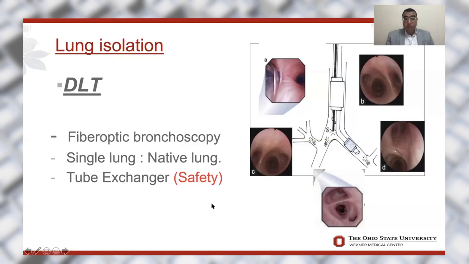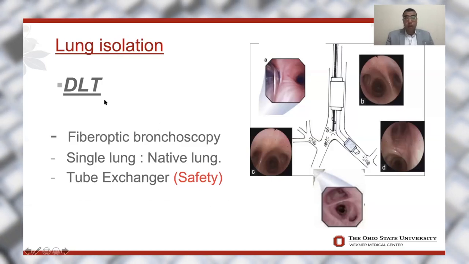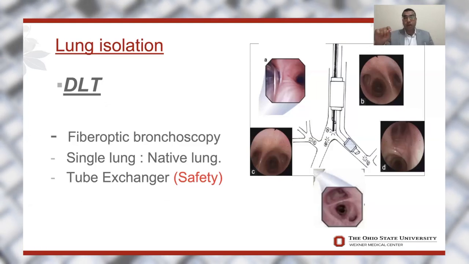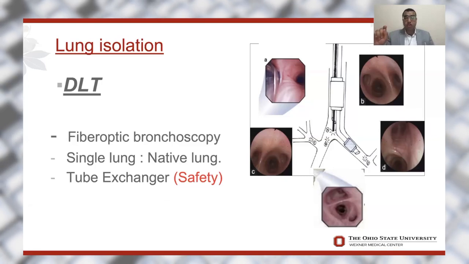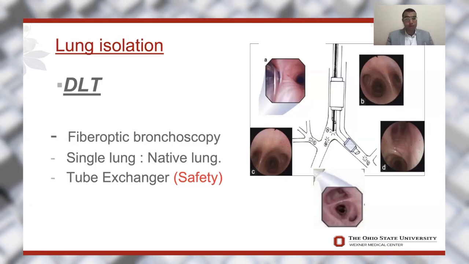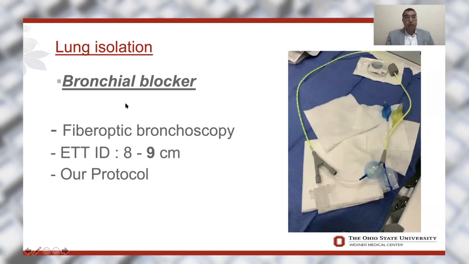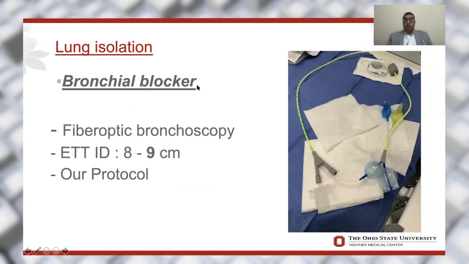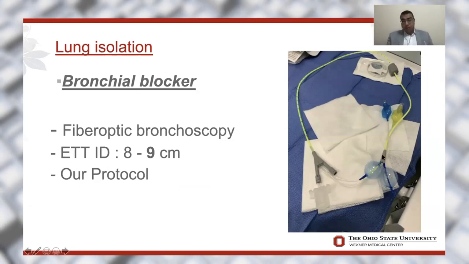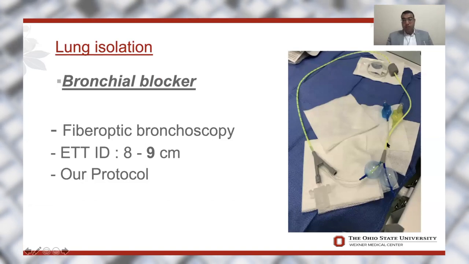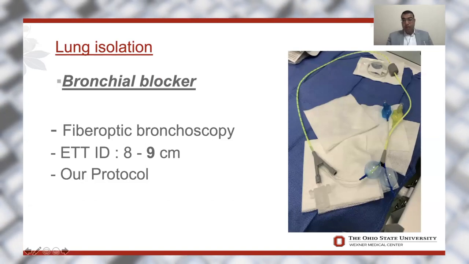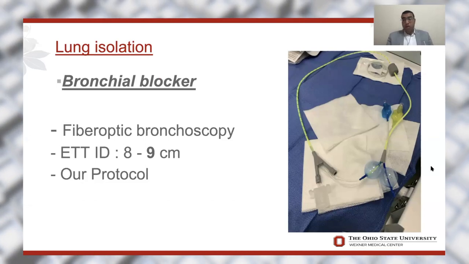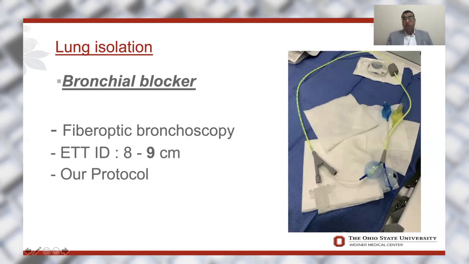I will talk about the tube exchanger. It's very important. If you put a double lumen tube, please, when you exchange it with a single lumen tube at the end of surgery, please use the tube exchanger. You know, safety comes first. One of the most recent devices used for lung isolation is the bronchial blocker. This is called the EZ blocker. As we can see, it's very easy. Just put the blocker at the carina level, then inflate the right if you want to block the right lung, or inflate the left if you want to block the left lung.